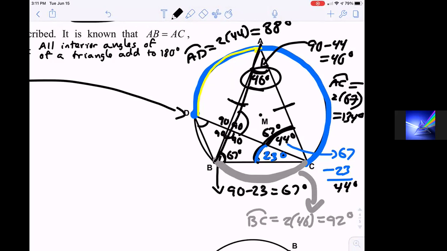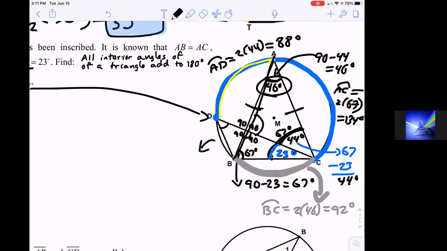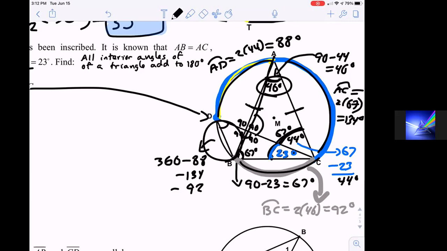I do know that this remaining arc right here would be 360 minus 88 minus 134 minus 92. So if I subtract this, this, and this, I will get that remaining little arc. So arc BD is equal to 360 minus 88 minus 134 minus 92. And that would be 46 degrees.